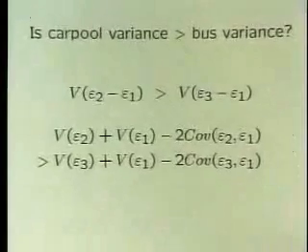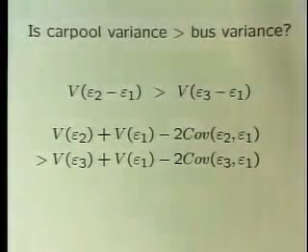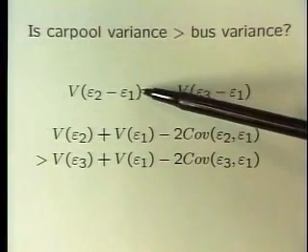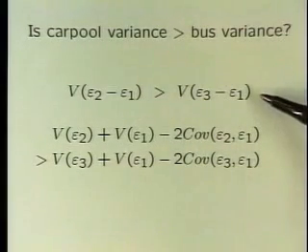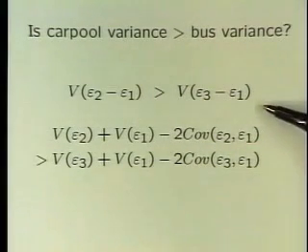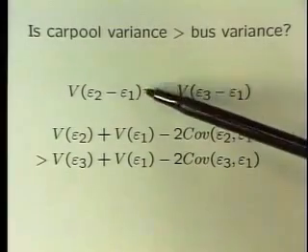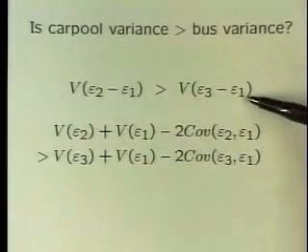There you go. The question is: is the carpool variance greater than the bus variance? What we know is that the variance of the difference between carpool and auto alone is greater than the variance between bus and auto alone. That's why the 1 is greater than the 0.65. That's what our estimates are telling us.